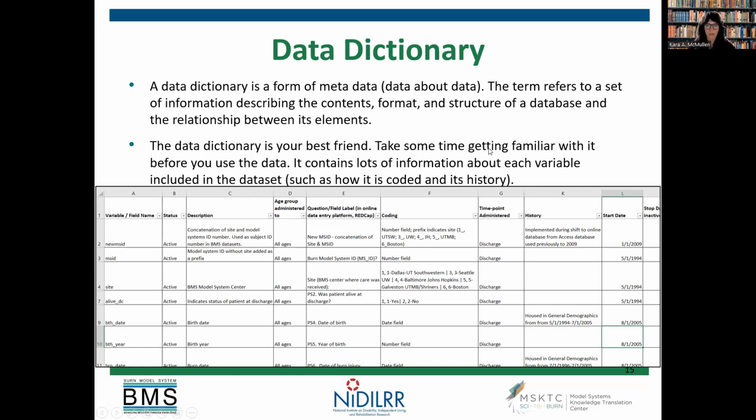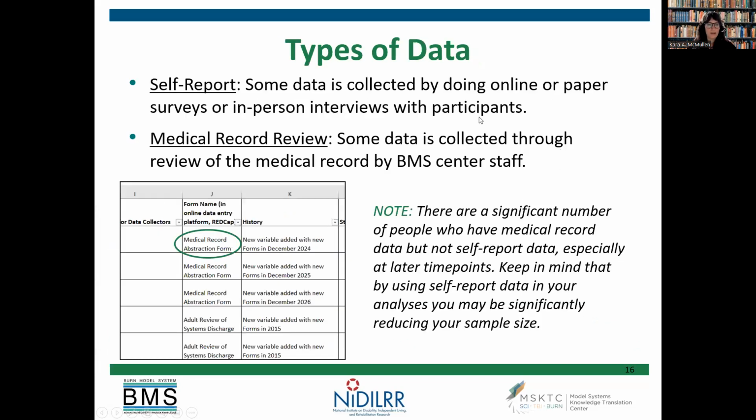So the types of data, like I already mentioned, some data is collected by self-report and some is collected by medical record review. So you will be able to tell in the data dictionary what's collected in which manner. There are people who have medical record data but not self-report data. So that's one thing to keep in mind when you're looking at the data set and trying to figure out your research questions, because that may reduce sample size.